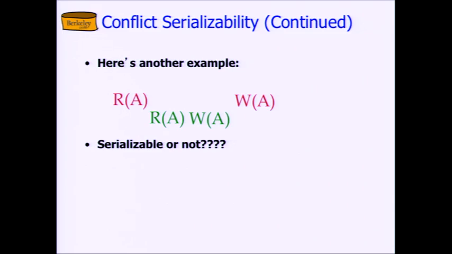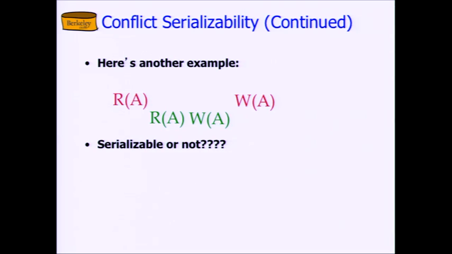All right, let's try the other direction around. Let's try to do green first and red second. Can we move the read of A before the other read of A? Yes. So that green read of A can move left. What about moving the write of A before the red read of A? Can't do that either because there's two different transactions, same object, one of them's a write. So we can't move the green before the red. We can't move the red before the green, which means there is no serial schedule that is conflict equivalent to that schedule. This is not conflict serializable.